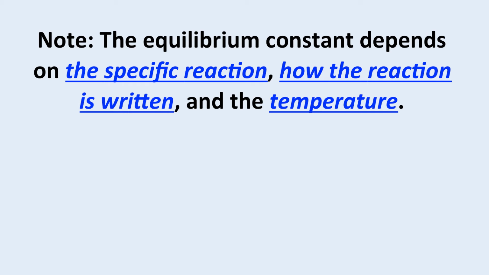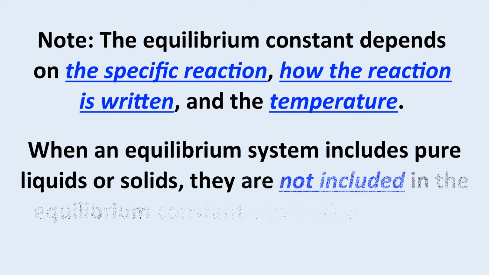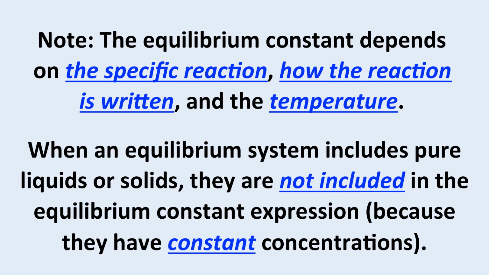And if we have an equilibrium system with some pure liquids or pure solids in the system, then we don't include the pure solids or liquids in the equilibrium constant expression. This is a convention we use, and it's because pure liquids and pure solids have constant concentration, so their concentrations aren't changing, and so we leave them out of the equilibrium constant expression.